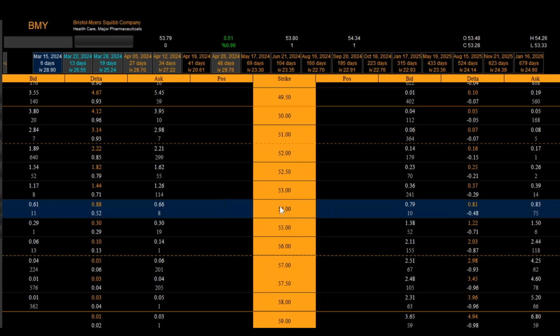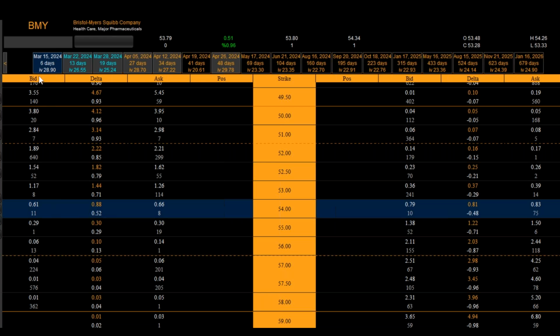Anything below that is called an in the money strike, because the stock has already gone past that price, and the strikes above that are called out of the money strikes. So we'll just take a look at the at the money strike right now.